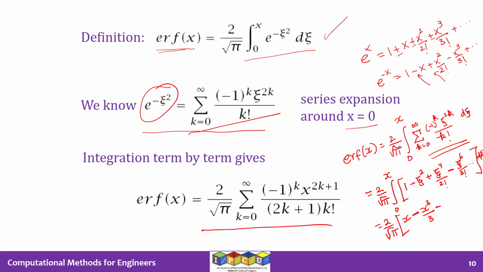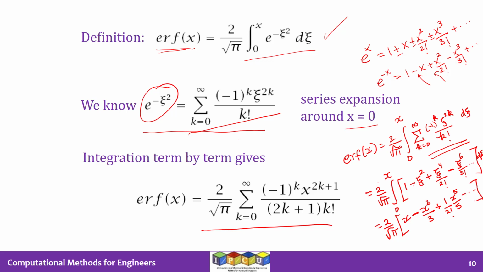And then it is going to be plus 1 by 2 factorial psi to the power of 4 d psi. When you integrate it, it is psi to the power of 5 by 5, and between the limits 0 to x, it is going to be x to the power of 5 by 5 minus and so on.